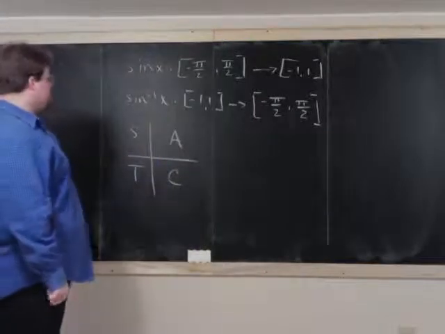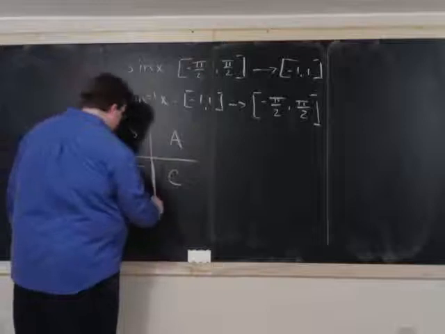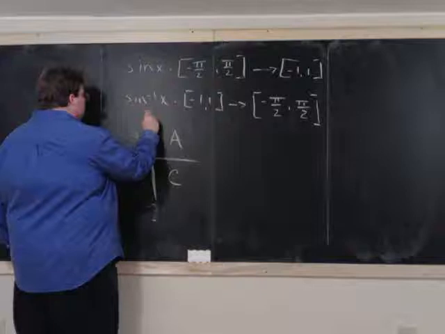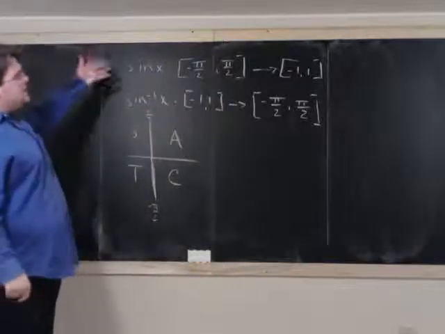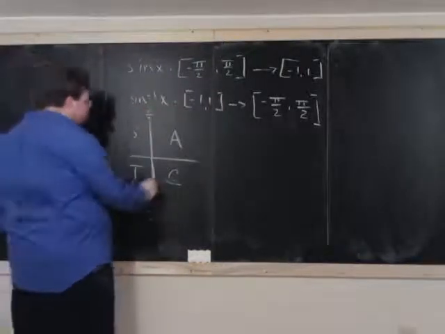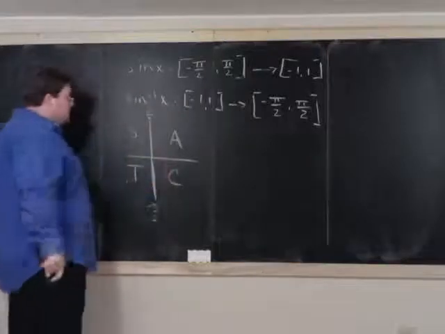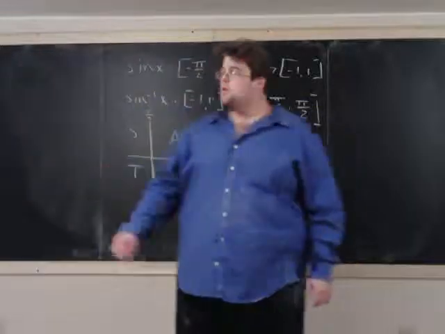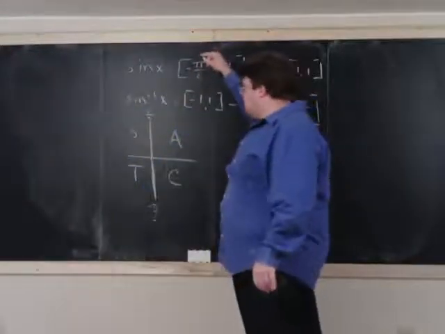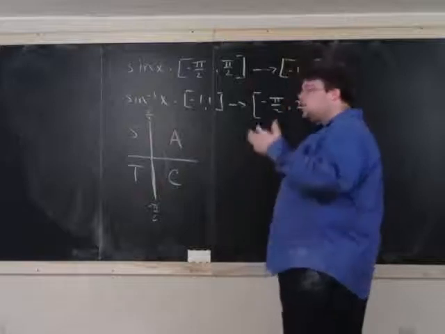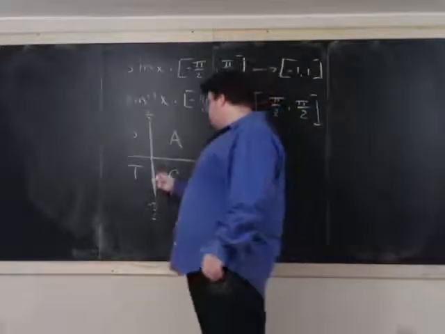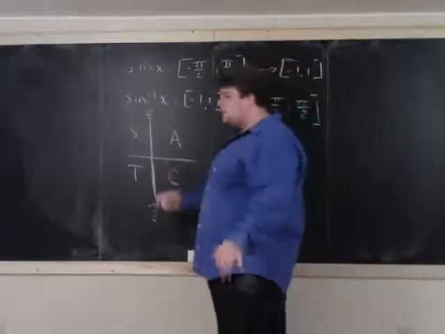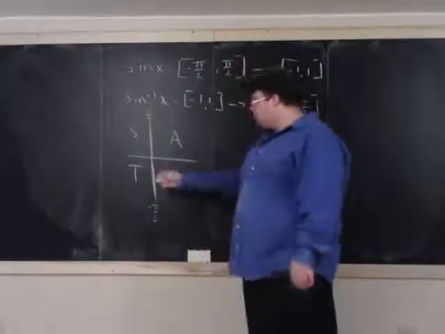Negative pi over 2 is the angle down there. Pi over 2 is the angle up there. And sine of x we restricted to being between negative pi over 2 and pi over 2. In other words, the only inputs in here that we're using to define inverse sine are in quadrants 4 and 1.